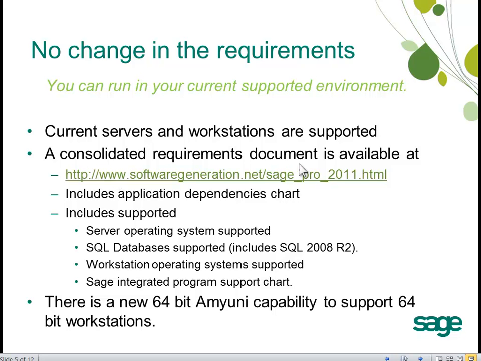Okay, so that requirement document with all the requirements consolidated is available on our webpage. You can find it at www.softwaregeneration.net, on the Sage Pro 2011 page, not the new page. It includes all that information, the application dependency charts. The new technical requirements do include a list of the server operating systems supported, the SQL database supported, the workstation operating system supported, and the Sage integrated program chart. Notice that we have provided a new 64-bit IMUNI PDF creator capability for 64-bit workstations. It was one of the things that did not work on 64-bit.